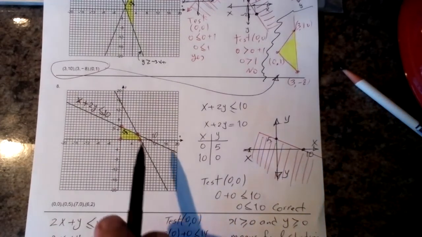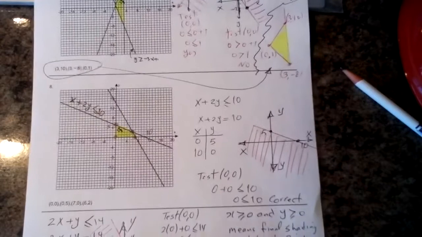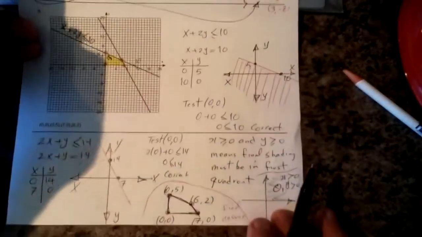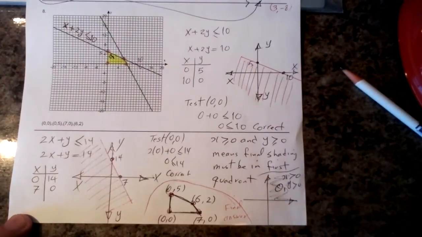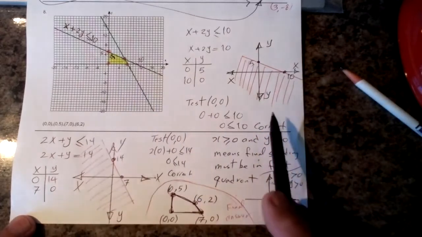The solution is like a trapezoid here, see? And for this one, first I did all separately. And when you overlap all of this, you come up with that trapezoid.